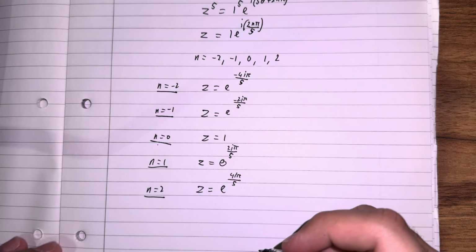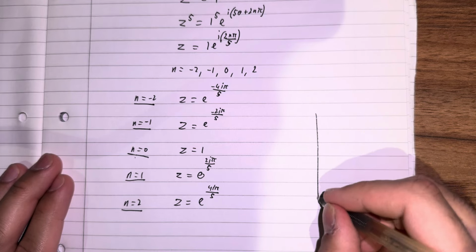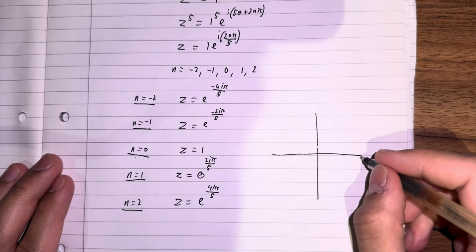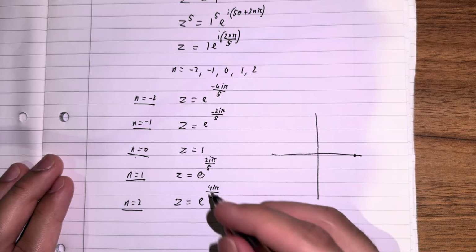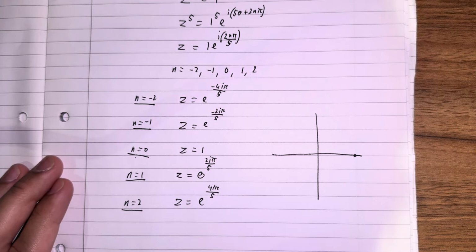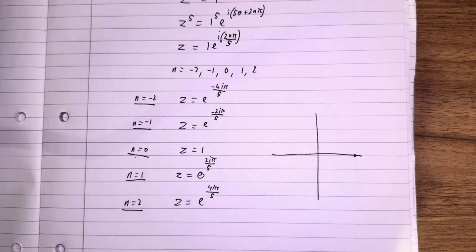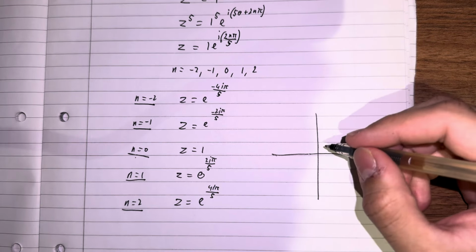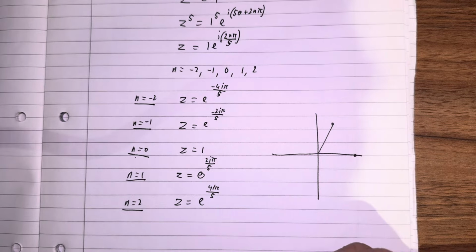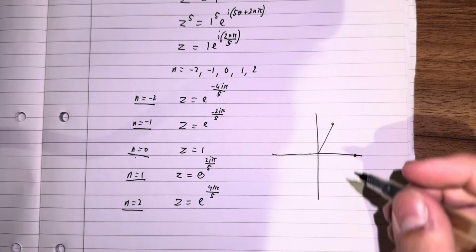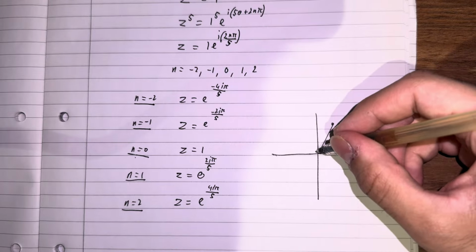So, once again, let's plot an Argand diagram and see what this looks like. So for z equals 1, again, it's going to be over here. Then z equals e to the 2i pi over 5, so plotting this one. So pi over 5 is going to be 36 degrees, so 2 pi over 5 is going to be 72 degrees. So somewhere over here like this. And then 4 pi over 5 is going to be 144 degrees. So somewhere over here.